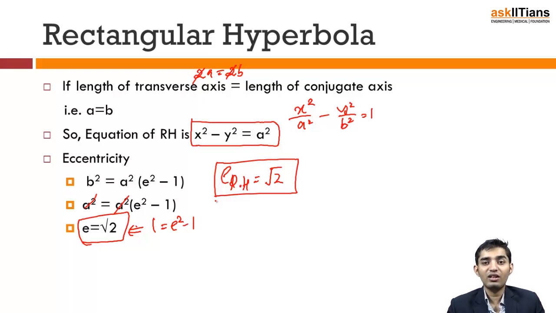So if in the question it is mentioned somewhere that there is a rectangular hyperbola, eccentricity will be root 2 simply, okay? And a equal to b, so eccentricity equal to root 2 and a equal to b. These are the 2 points you should remember for rectangular hyperbola, okay?